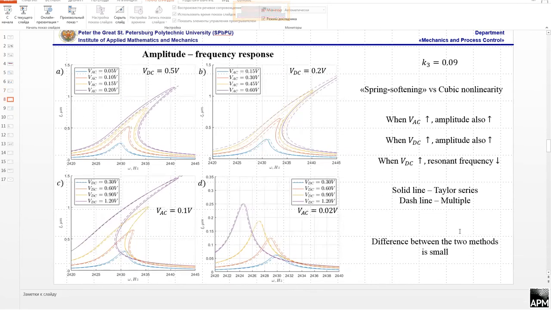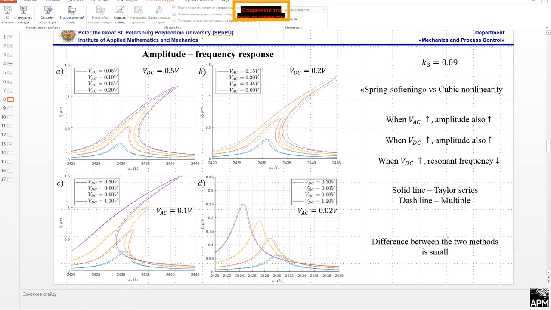Now the frequency response is presented in the presence of cubic nonlinearity, and the obvious difference is an inclination of the frequency response to the right due to the addition of a cubic component of the rigidity of the elastic suspensions with increased rigidity of the system.